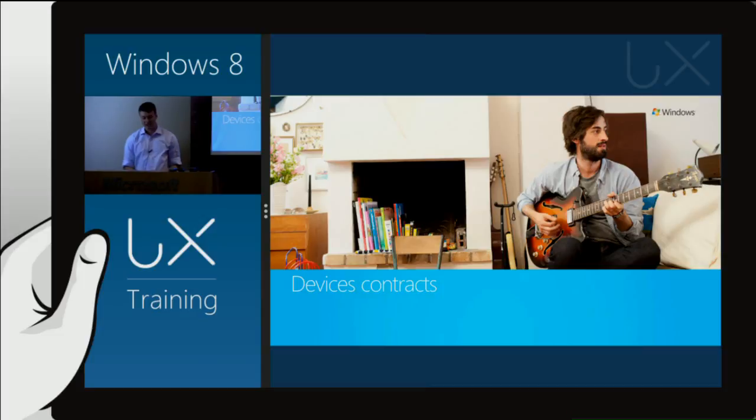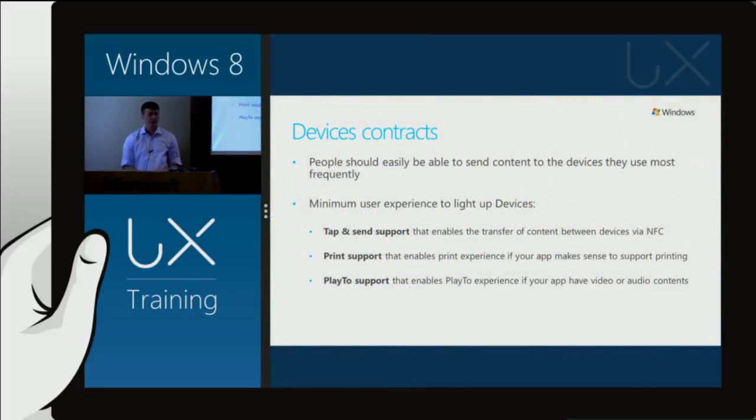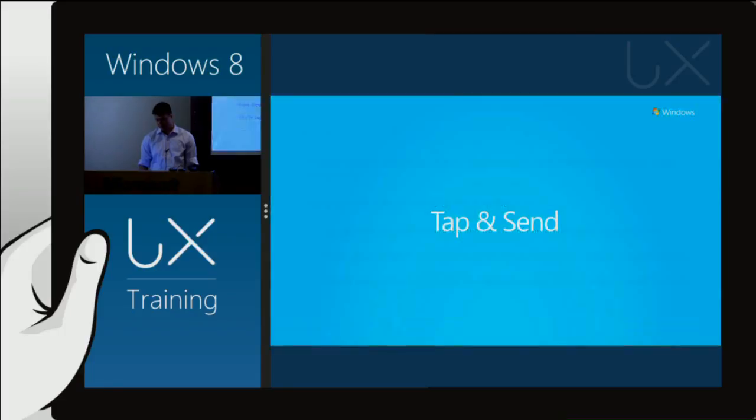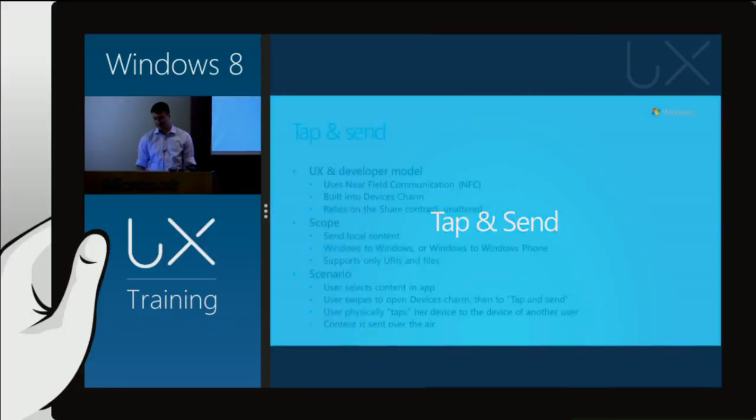Next up is the device contracts. There are actually three device contracts that really allow you and your application to interact seamlessly with devices. We have tap and send, we have print, and we have play to. And we're going to jump into the details of each of these. So we'll start off with tap and send.